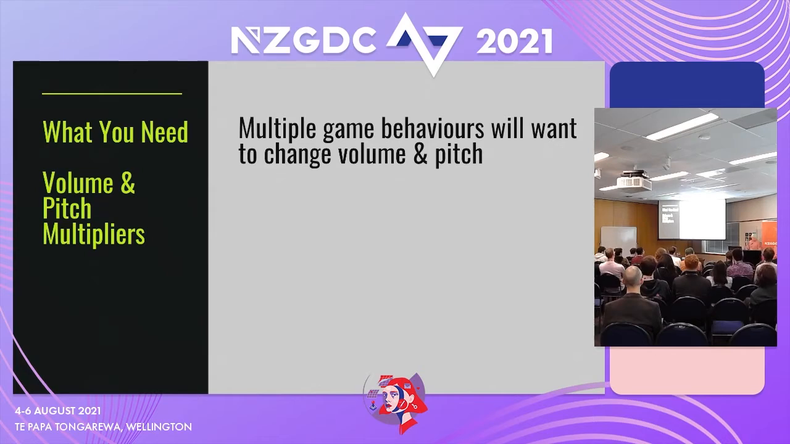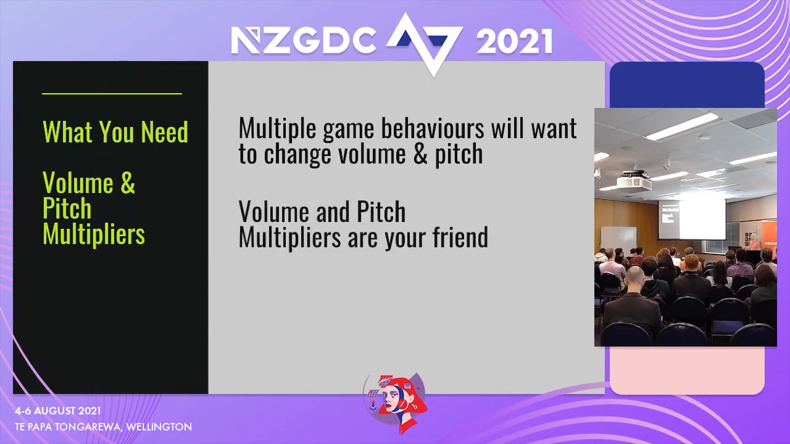So this is basically a set of properties on your audio source wrapper, and whenever you want to change the volume, you're going to change one of these volume multipliers, and then your audio source wrapper is going to evaluate all the different volume multipliers, multiply them together, and then apply them to the audio source. And they are your friend, and if you don't do this at the start of your game, it will cause you pain later. So I really encourage this.